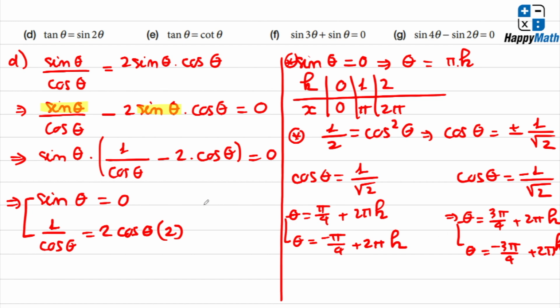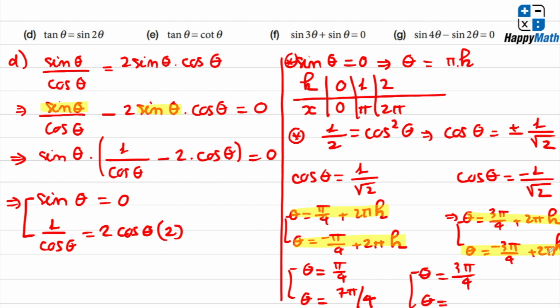Now you have 4 equations, and we need to check k for each. For the first one, k equal to 0 gives pi over 4, only pi over 4. About this one, k equal to 0 is no, but k equal to 1 is possible, giving 7 pi over 4. And how about this one? 3 pi over 4, only 3 pi over 4. And the next, k equal to 1 gives 5 pi over 4.